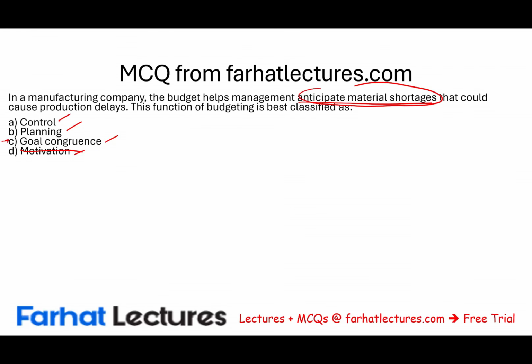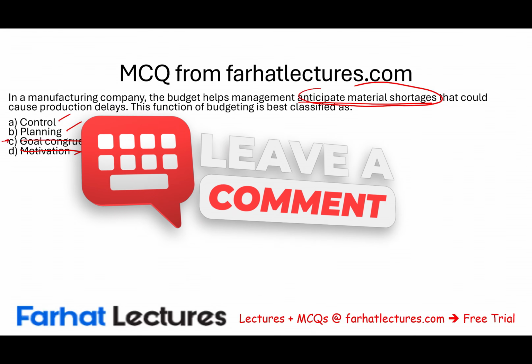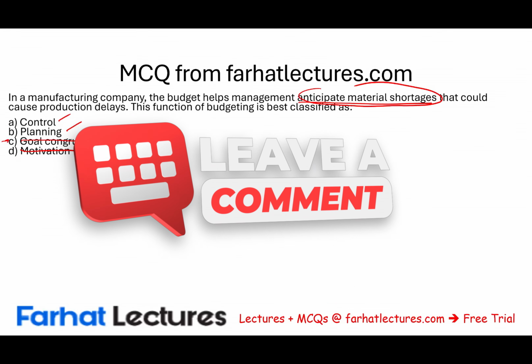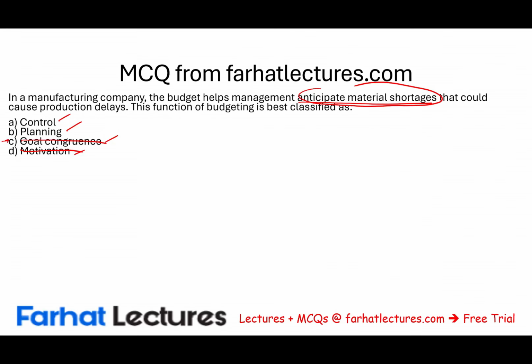We're anticipating material shortage. Is it goal congruence? Goal congruence means everybody in the organization working in the same direction according to the budgeting plan. This is not what we are looking for. We should all be working toward the same goal, but it doesn't apply here. Is it a planning tool? What's a planning tool? Planning tool means you are planning about the future. And if you plan for the future, you have to anticipate certain things. One of them is material shortage, funding shortage, capital budgeting money, and so on and so forth. So yes, the budget would help anticipate material shortage, and that's a form of planning.